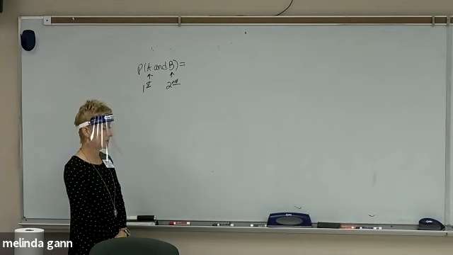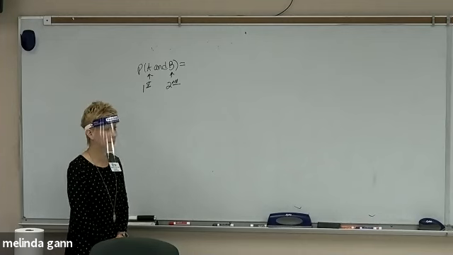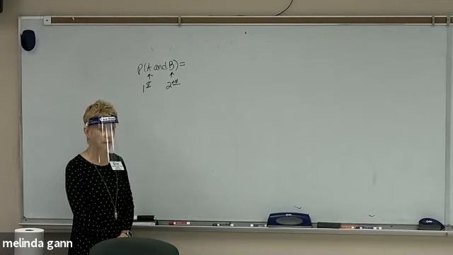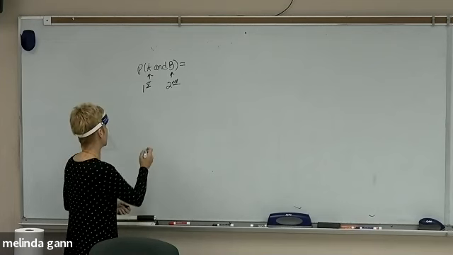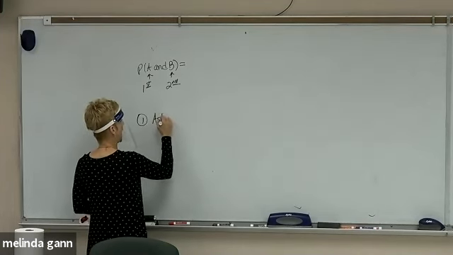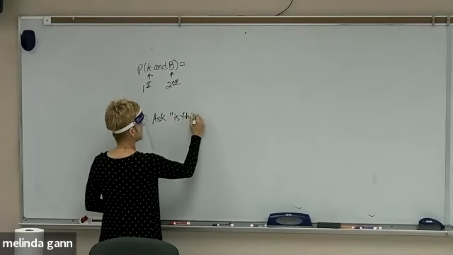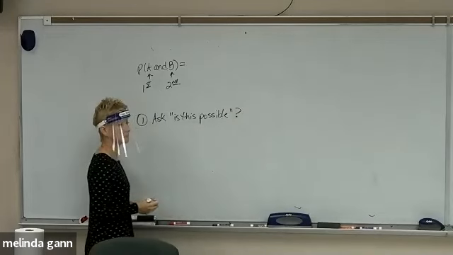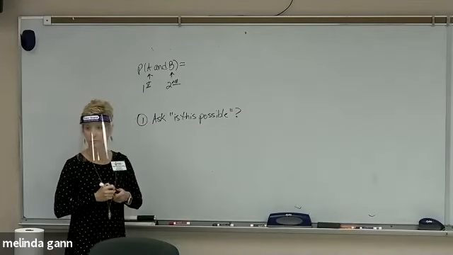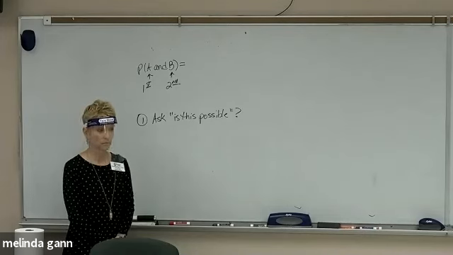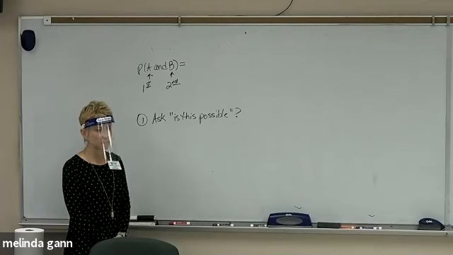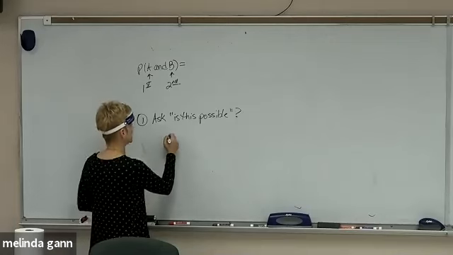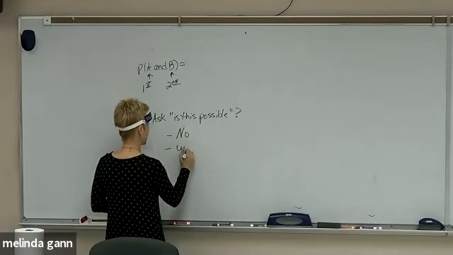Now, here's the catch. This is going to save you a lot of trouble later. When you're reading the problem and it says, what's the probability of A and B? The first thing I want you to ask yourself is, is this possible? I want you to ask, is this possible? Now, you're either going to get a no or you're going to get a yes.